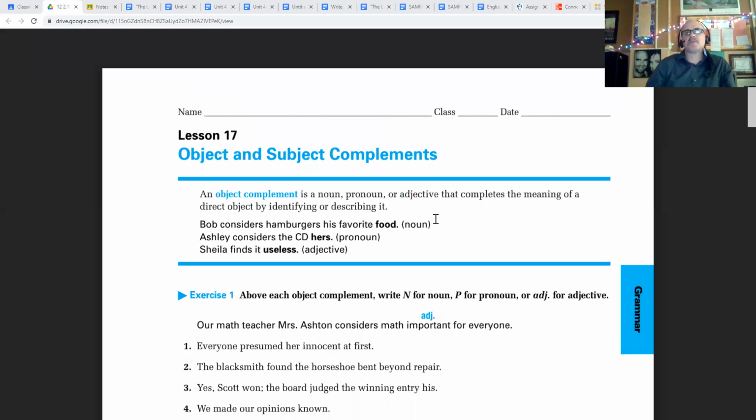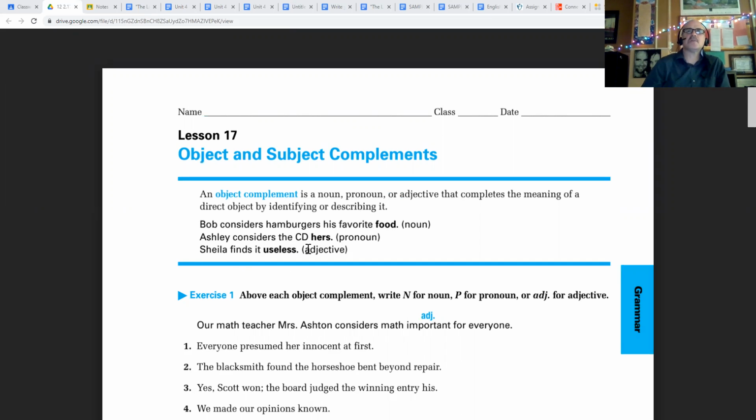So, Bob considers hamburgers his favorite food. Okay, your direct object, you say Bob considers what, right? Well, what does he consider? Hamburgers, right? But then the word food is kind of an end-stopped noun there that further completes the meaning of that direct object. Actually, she considers the CD hers. What does she consider? The CD, that's your direct object, but then hers is a pronoun, right? Which becomes the object complement.